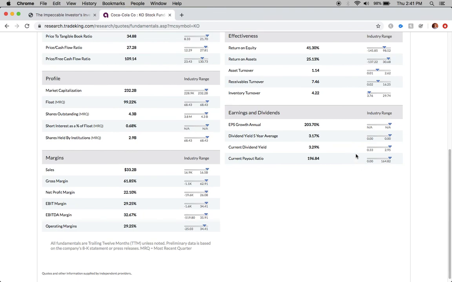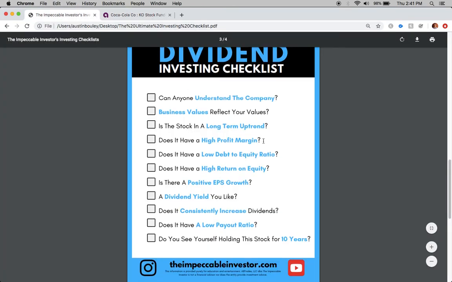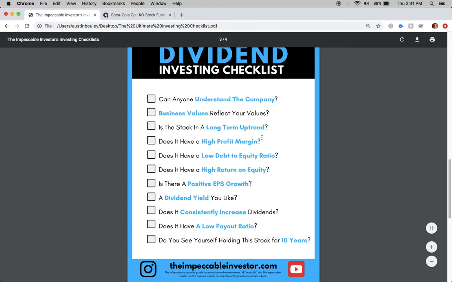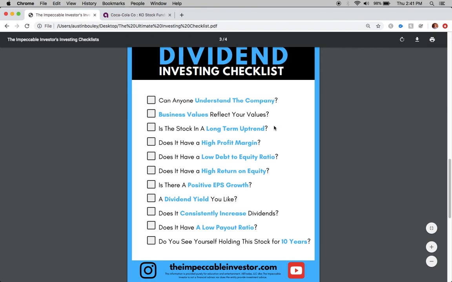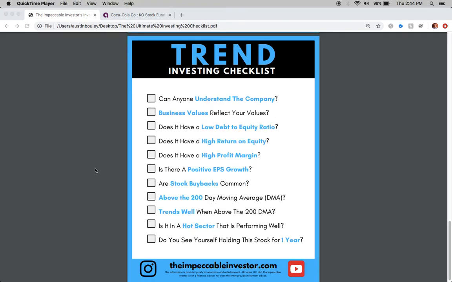Now remember, Coca-Cola is a stock that has been increasing its dividend for over 50 years, thus giving it the classification of a dividend king. All right, guys, that is how we look at the dividend investing checklist. You want to make sure the dividend's increasing, you want to make sure it's a yield you like, and you want to make sure the payout is pretty low. Now we're going to move on to trend investing. The last part of this checklist is trend investing.